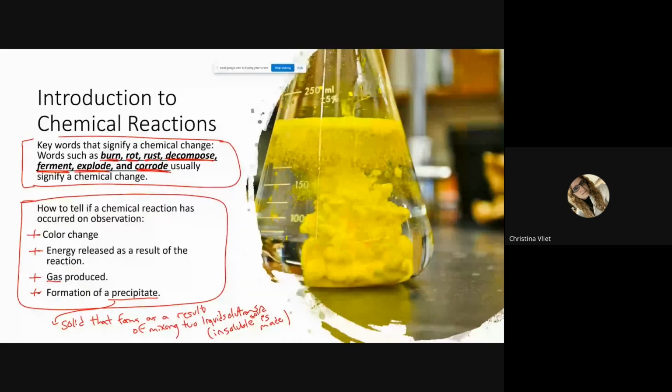All right, so what actually happens in a chemical reaction? And you should have written this down in your introductory notes on Khan Academy.